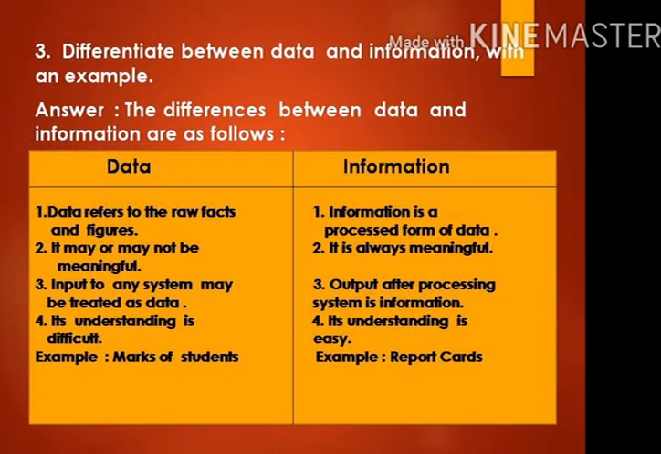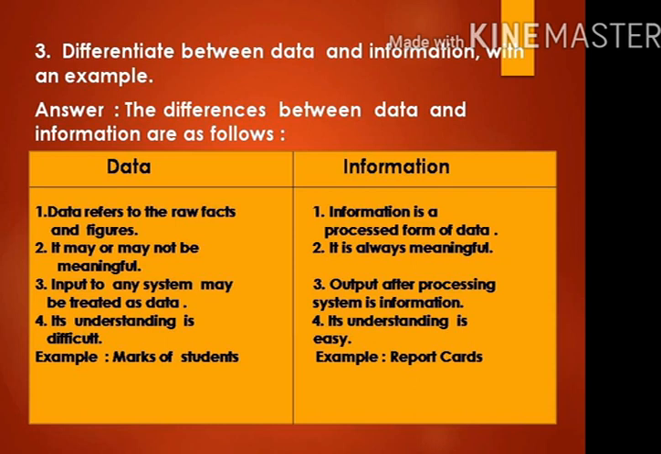The next slide contains the next part of questions and answers. Question number 3. Differentiate between data and information with an example. Answer. The difference between data and information are as follows. Data. Number 1 point. Data refers to the raw facts and figures. Information. Number 1 point. Information is a processed form of data.